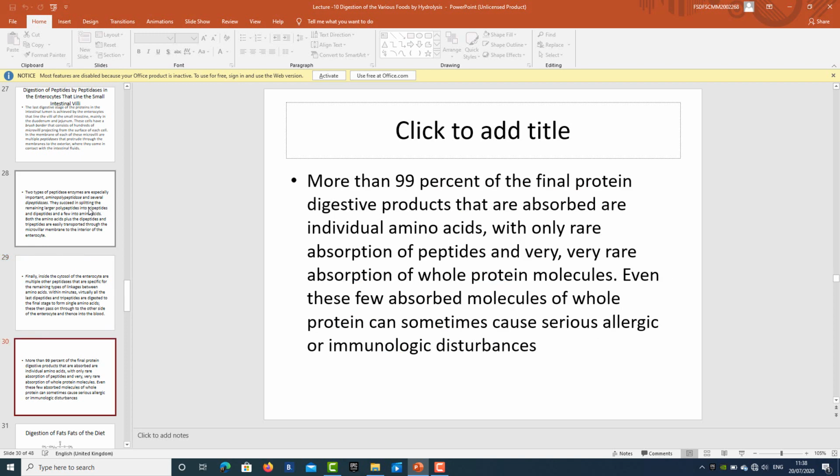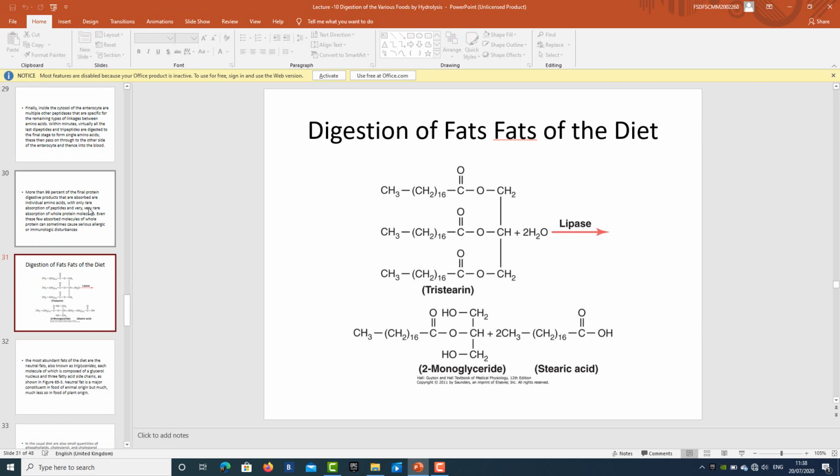More than 99% of the final protein digestive products which are absorbed are individual amino acids, with only rare absorption of peptides and very, very rare absorption of whole protein molecules. Even these few absorbed molecules of whole protein can sometimes cause serious allergic or immunological disturbances.